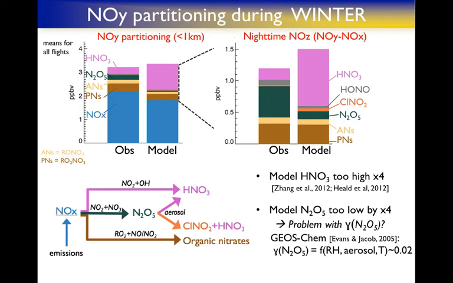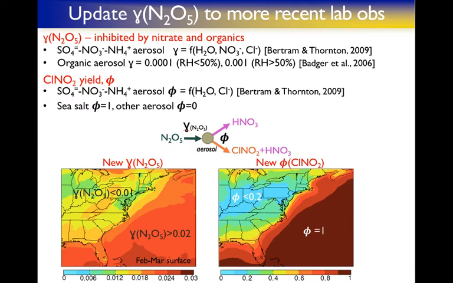Since then, there have been a number of measurements that have shown that gamma N2O5 is inhibited by nitrate and also by organics. So we've updated the gamma N2O5 formulation to the observations by Tim Bertram and Joel Thornton. And that's a function of liquid water content, nitrate, and particulate chloride. We've also used the measurements by Badger et al. on humic acid for organic aerosol, much lower gamma. Also included the ClNO2 yield.